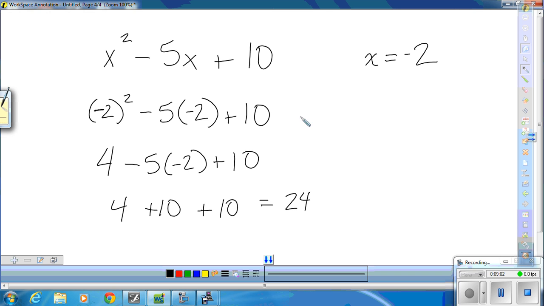So you can remember your order of operations as you're going along when you do substitution, and make sure that you do go in the correct order, and always be careful of those negatives.